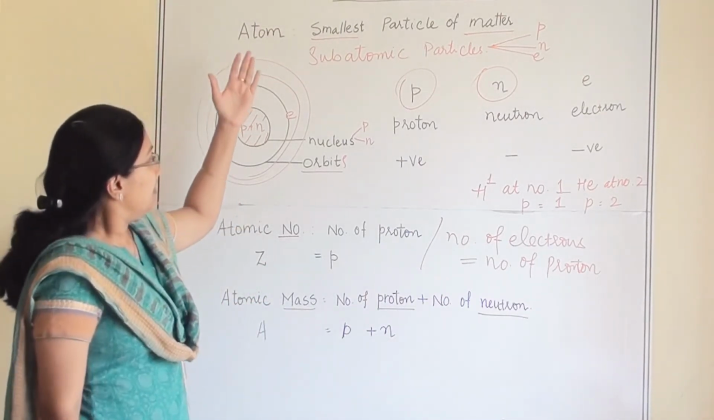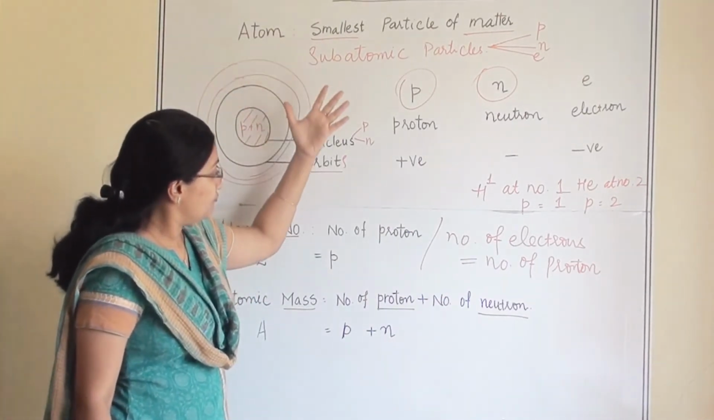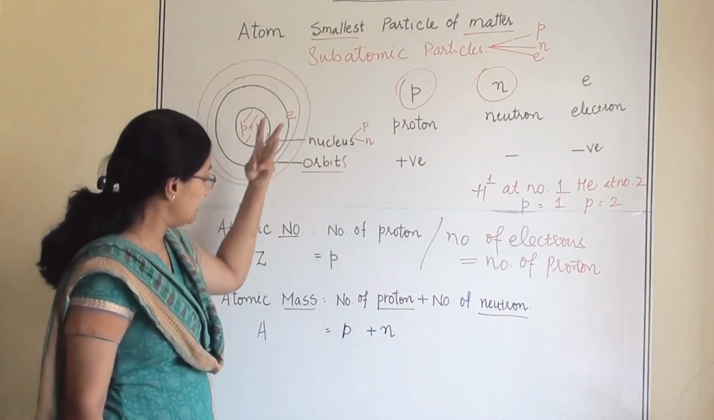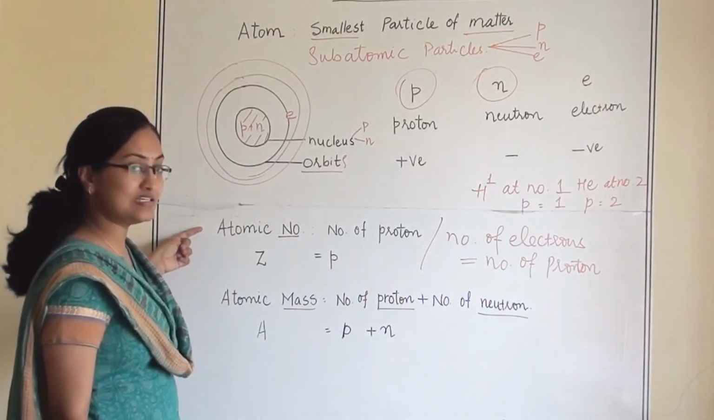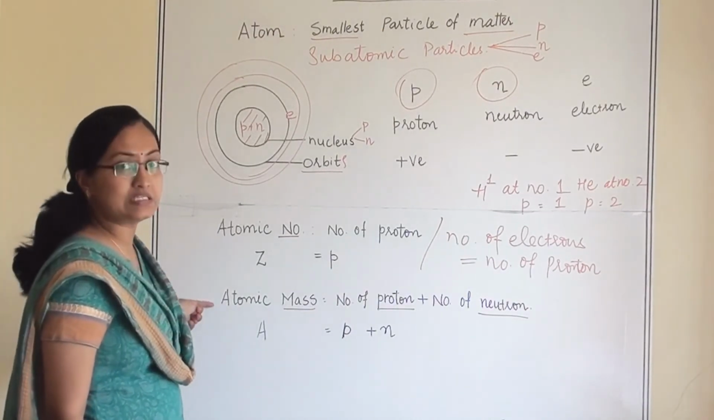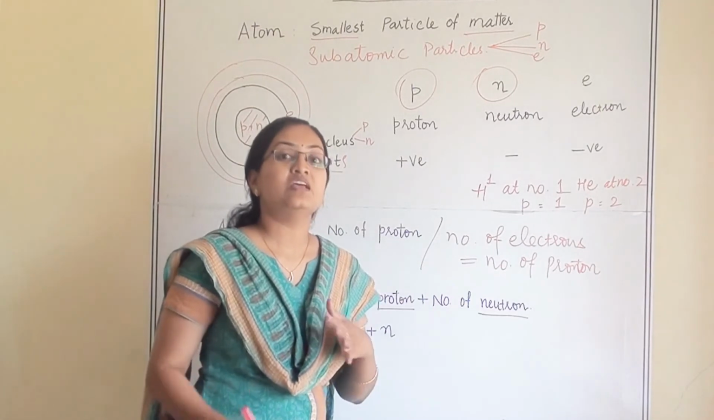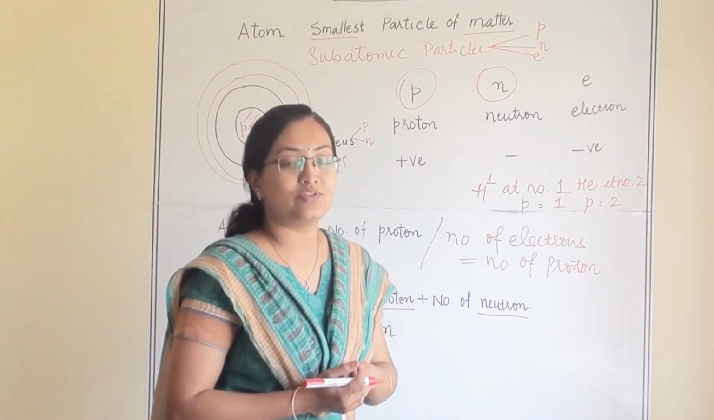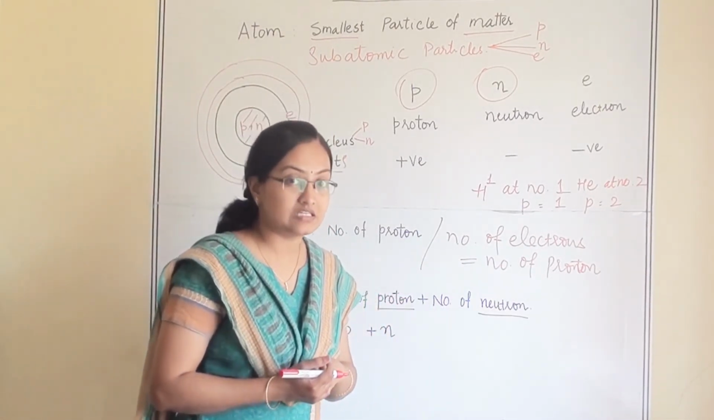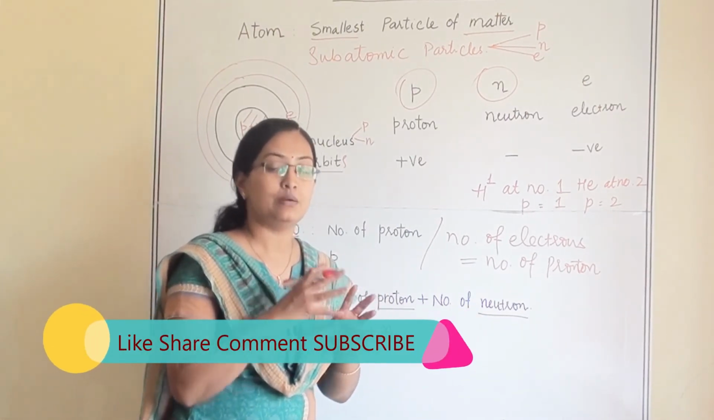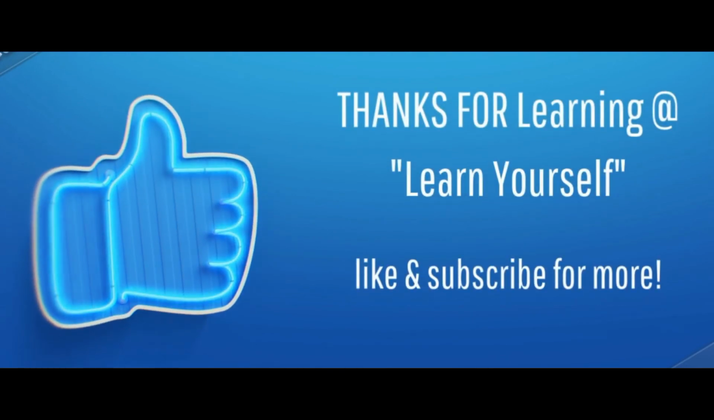So there are 5 terms: 3 subatomic particles and 2 other terms. One is atomic number and the other is atomic mass. Atomic number represents the number of protons in the atom, whereas atomic mass represents the summation of the count of protons plus neutrons.